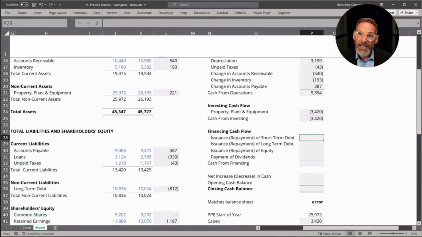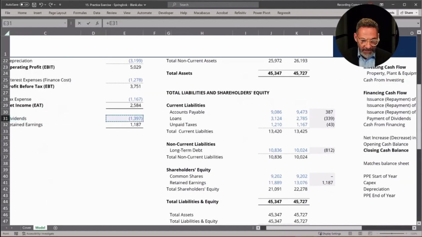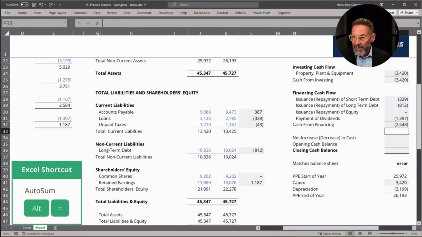Now what we need to do is see what's happening with our debt and our equity and dividends. Those are financing activities. So our short-term loans have been repaid. They've dropped, so that's a cash outflow of 339. Long-term debt has also been repaid, so that's a cash outflow of 812. Let's look at our equity. Our equity, as before, let me just scroll down here, hasn't changed. So I'm just going to link that to here. And we have paid a dividend. Let's just check what that dividend is: 1397. That's a cash outflow, so that stays as a negative. We can sum up the financing cash flows.